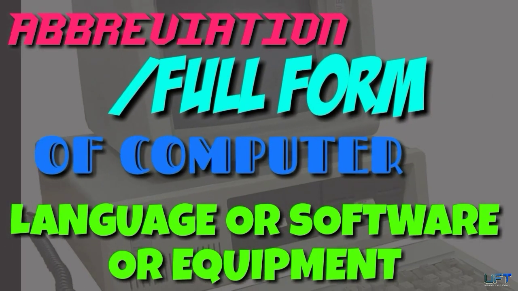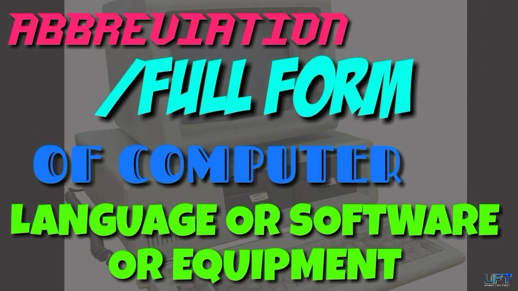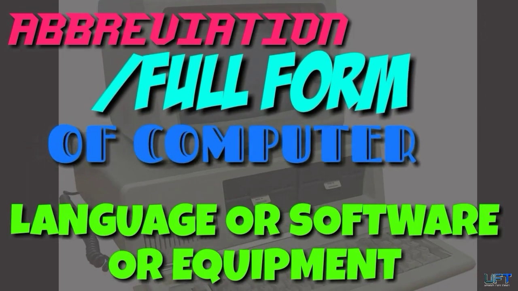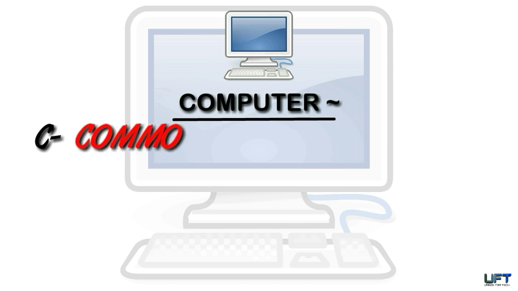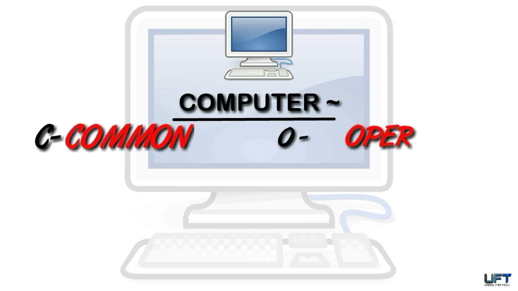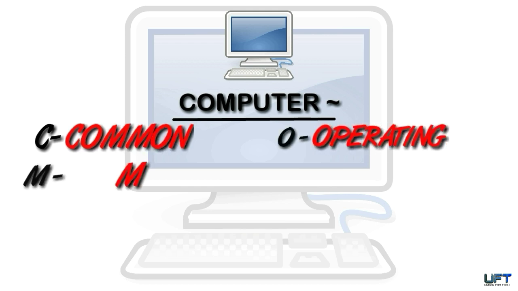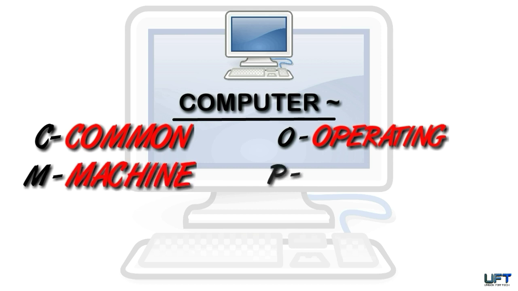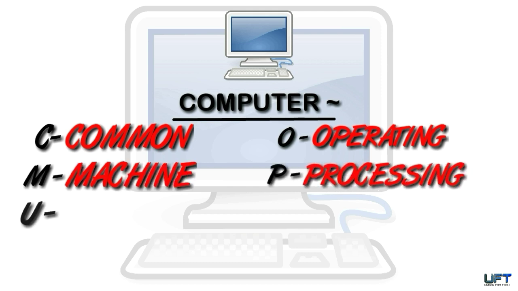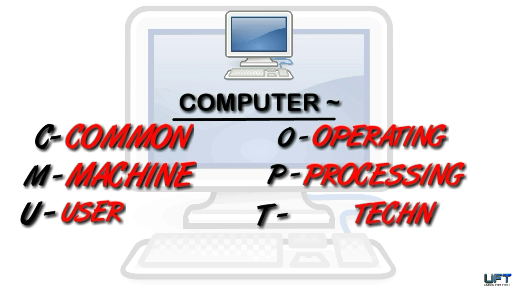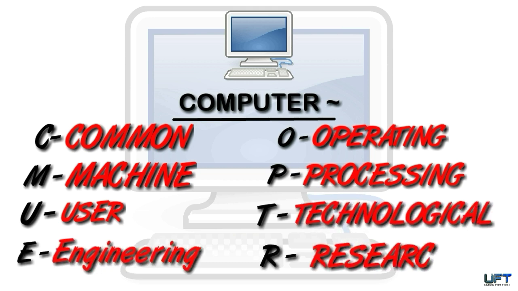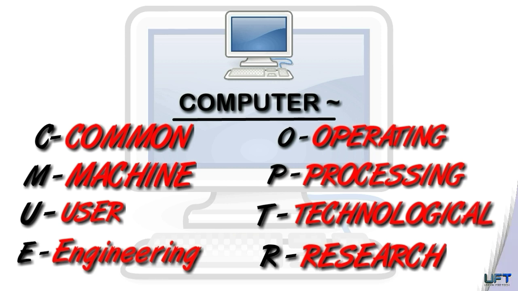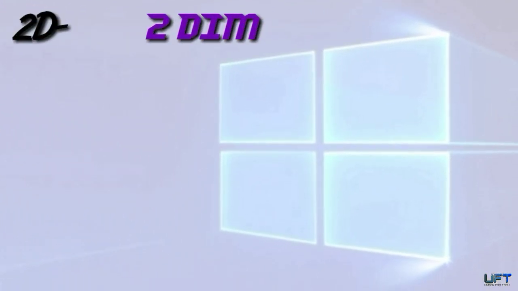So the first full form is very simple. You have heard about the computer, so we tell you the full form of computer. C stands for common, O stands for operating, M stands for machine, P stands for processing, U stands for user, T stands for technological, E stands for engineering, R stands for research. So let's go on to the second page.